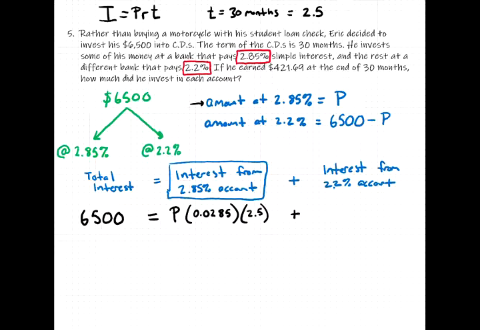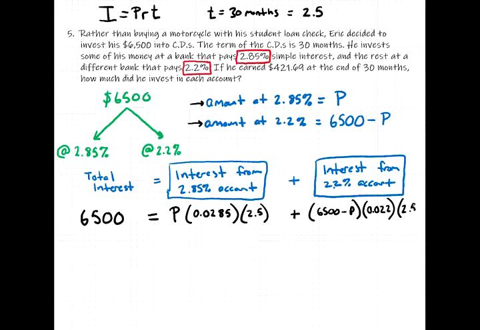plus, so now we have the interest coming from the second account. Okay, so now we're here. So the starting amount is 6,500 minus P. So that's the leftover. That's whatever's left after some money is invested in the first account. So principal, 6,500 minus P, times the interest rate, which is 2.2%, or we'll divide by 100, so that's 0.022, times the amount of time, which is 2.5 years.